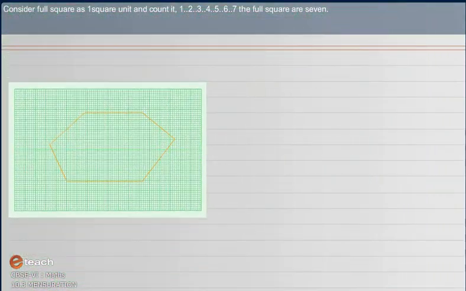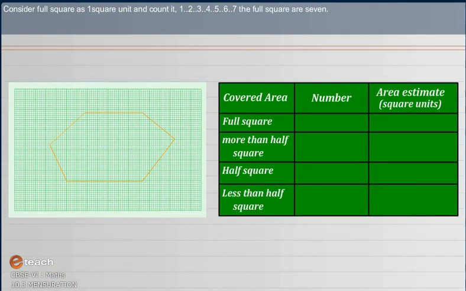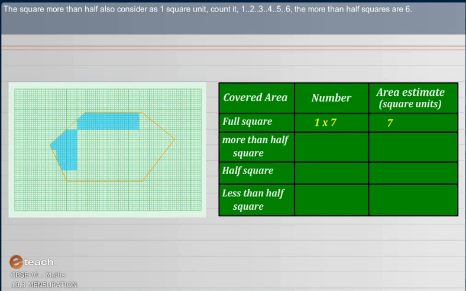Consider full square as one square unit and count it. 1, 2, 3, 4, 5, 6, 7. The full squares are 7. The squares more than half are also considered as one square unit. Count it. 1, 2, 3, 4, 5, 6. The more than half squares are 6.